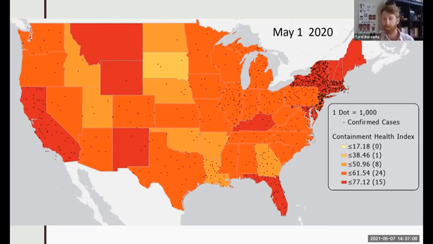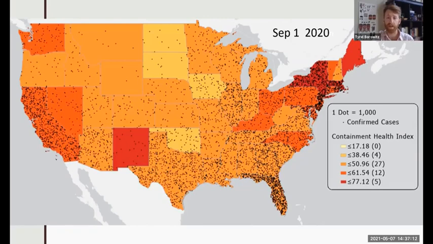And then 4 months after that, we're in September 1st. So this is in that period where the average containment health index is at its lowest. And we see that concentrations of the virus are now in Florida, California, and it's kind of consistent through Texas and the South. There's still some places that don't look as bad, like West Virginia, New Mexico, the top of New England.